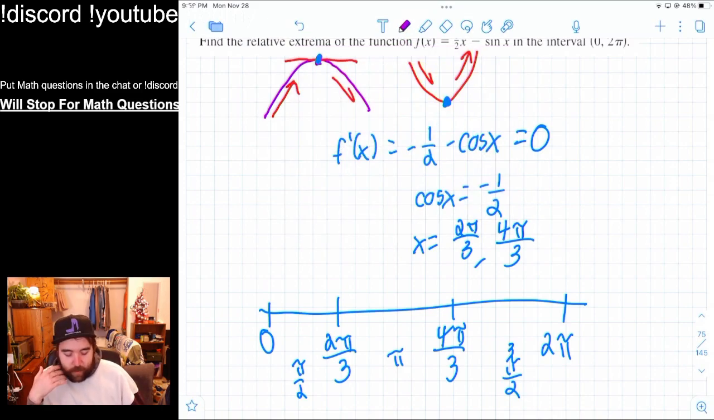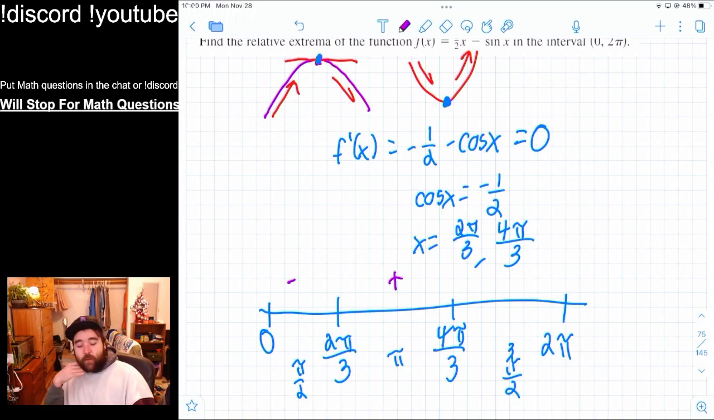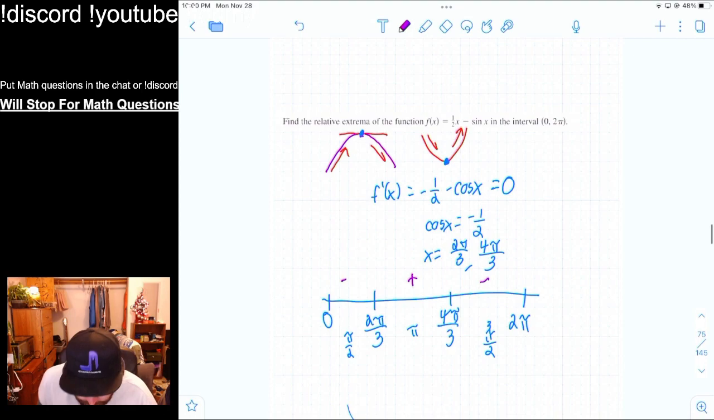So let's do that. We plug in pi over 2 into the derivative. So the cosine of pi over 2 is 0. So that's negative 1/2 minus 0. So that's negative. You plug in pi. The cosine of pi is negative 1. So this is negative 1/2 minus negative 1, so plus 1. So negative 1/2 plus 1 is positive. And 3 pi over 2, again, cosine is 0. So it's negative 1/2 minus 0, so that's negative again. And that's all we cared about.